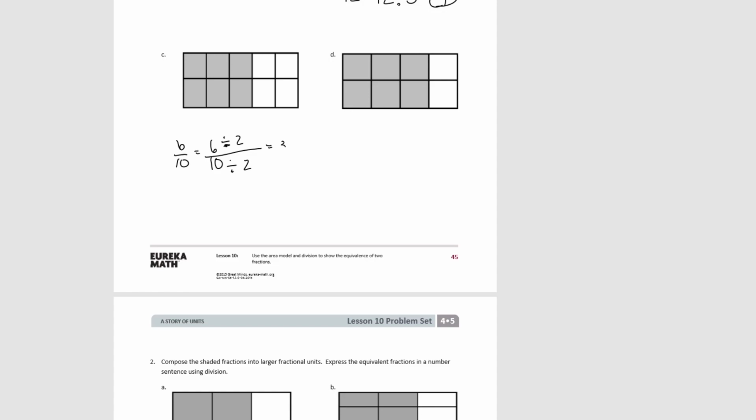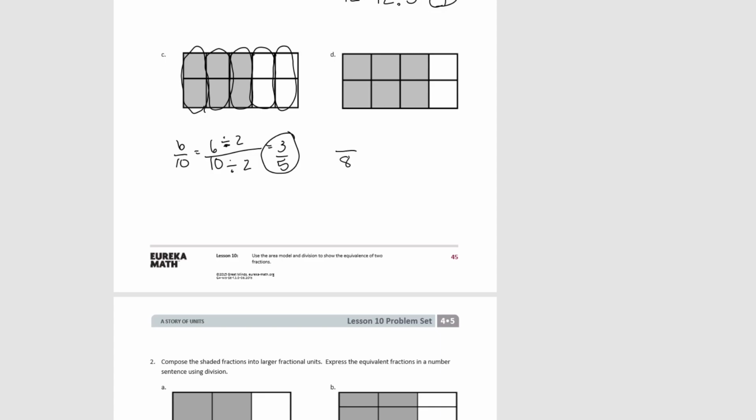And we get 3/5. And we look at the factors of 3 and 5 and see they're both prime numbers, so there's no common factors. And showing it on our area model, we grouped 2 of the smaller units together into larger units. So we have 5 total units, of which 3 are shaded, as shown by this fraction. Okay, try D.